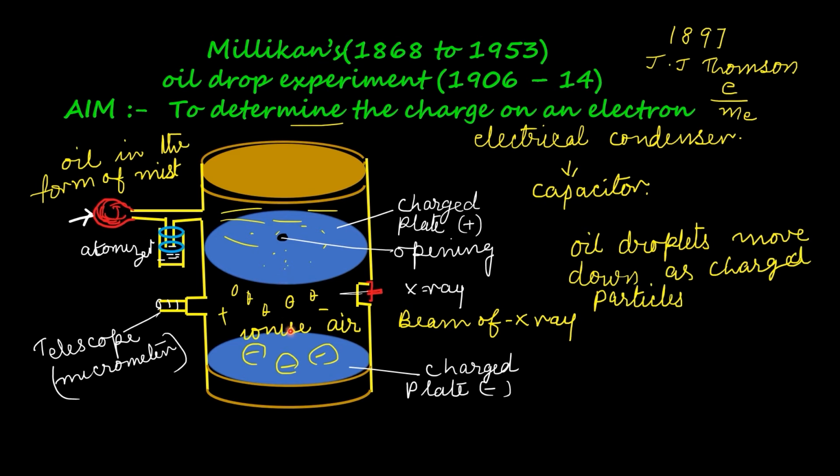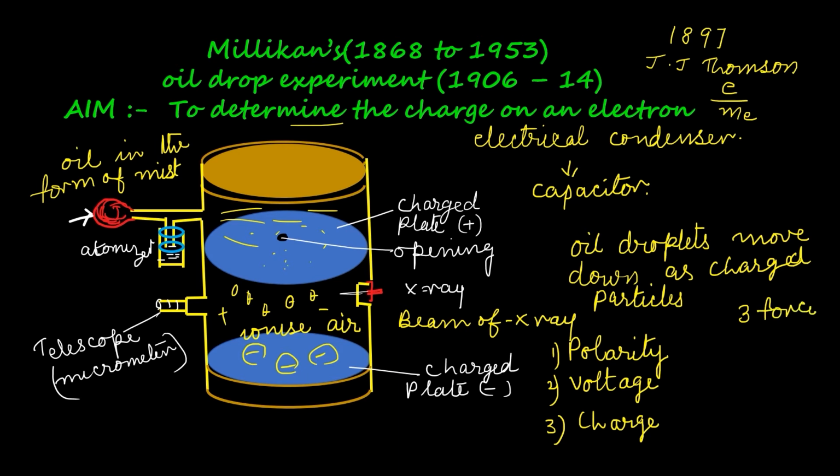The speed of motion of these oil particles can be adjusted by adjusting polarity, voltage, and total charge present on it. It is possible to accelerate or retard or even make these drops stationary based on these three factors. The falling oil droplets experience three forces. That is, they are under the influence of three forces.